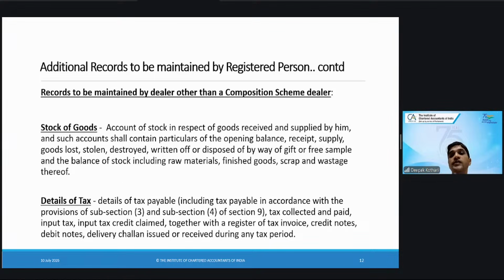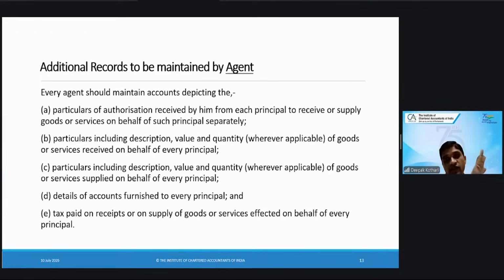Okay. Now, special people. That was still general people, what is to be maintained. Now, special people like agent. Agent has to maintain the records of the principal: what is the quantity of goods which he has received from the principal, what he's supplying to the principal, what are the accounts between this principal and agent, those things.